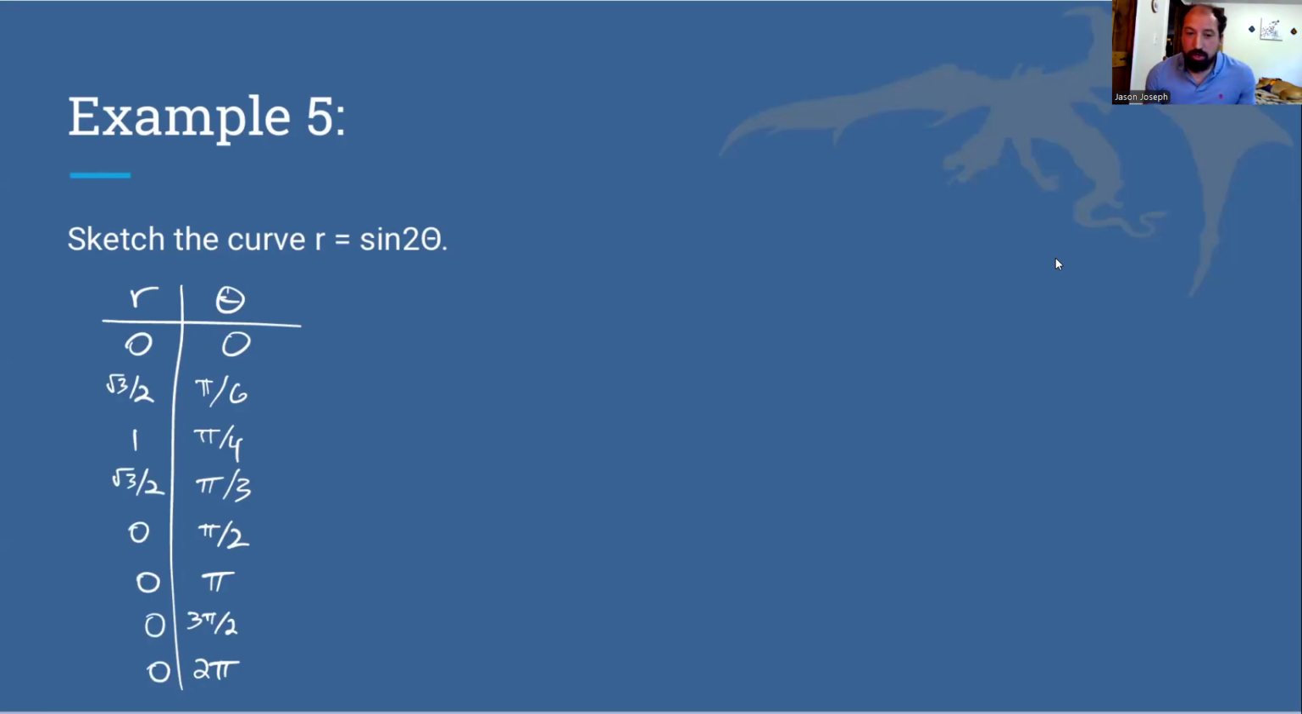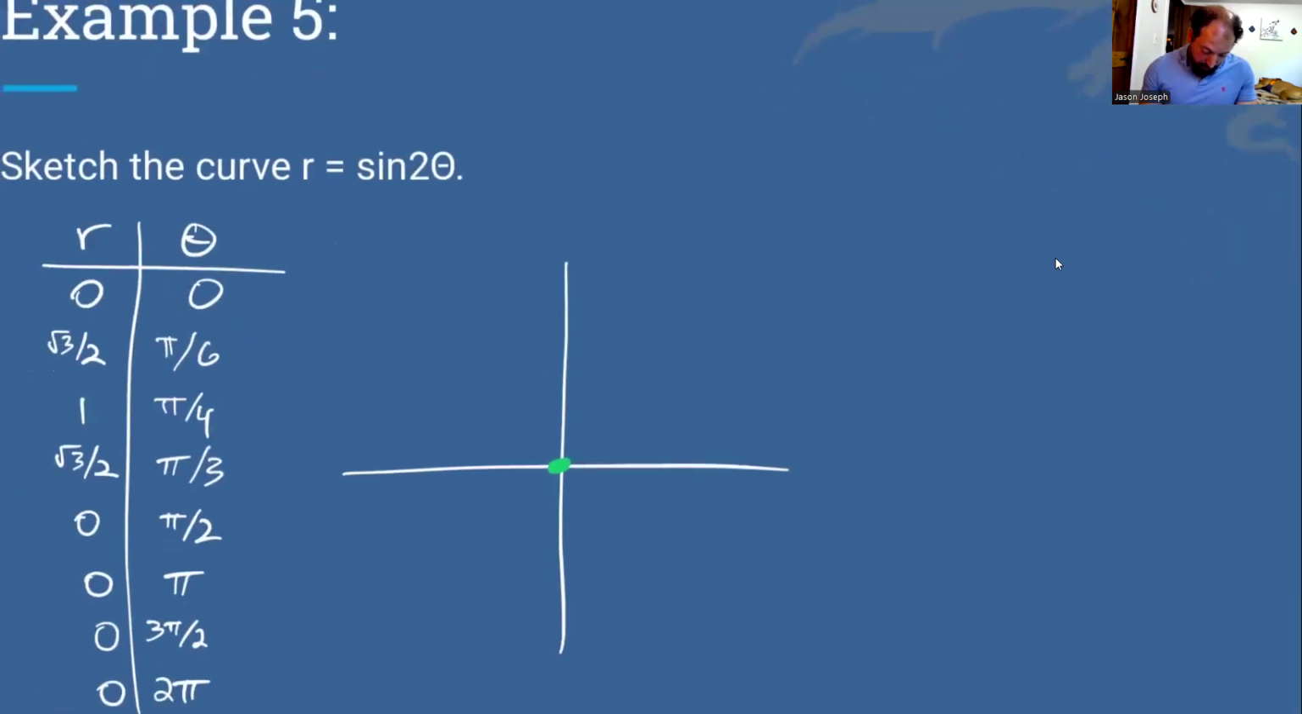So I don't have a whole lot of points that are telling me new information there, but that is actually going to be useful. So let's see if we can sort this out. So we're going to start, I'm going to pick a different color here. Start at the origin 0, 0, and 0, pi over 2, 3 pi over 2.